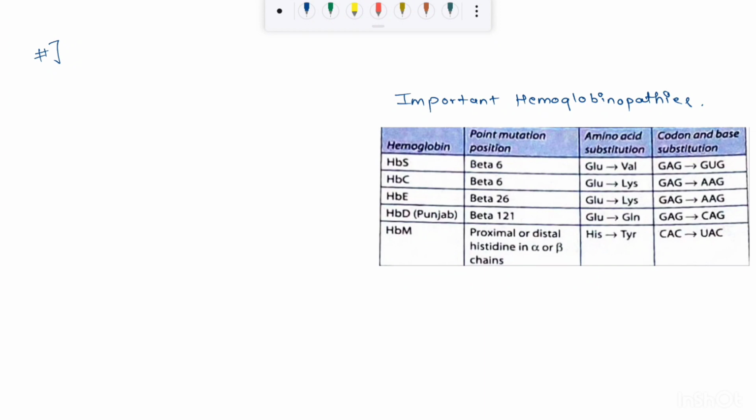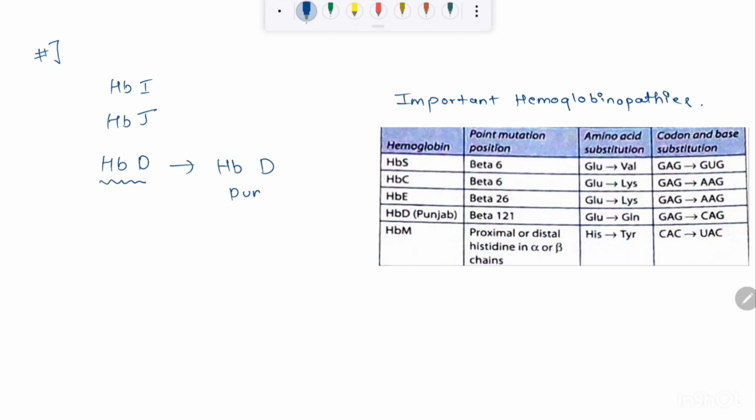So there are several other altered forms of hemoglobin like hemoglobin I, hemoglobin J, hemoglobin D. So here I would like to mention hemoglobin D Punjab. Hemoglobin D Punjab is the commonest hemoglobin variant seen in the Punjabi population, and here there is replacement of glutamic acid by glutamine at 121 position of beta chain, as you can see here in the table. So in this table you can recall important hemoglobinopathies.